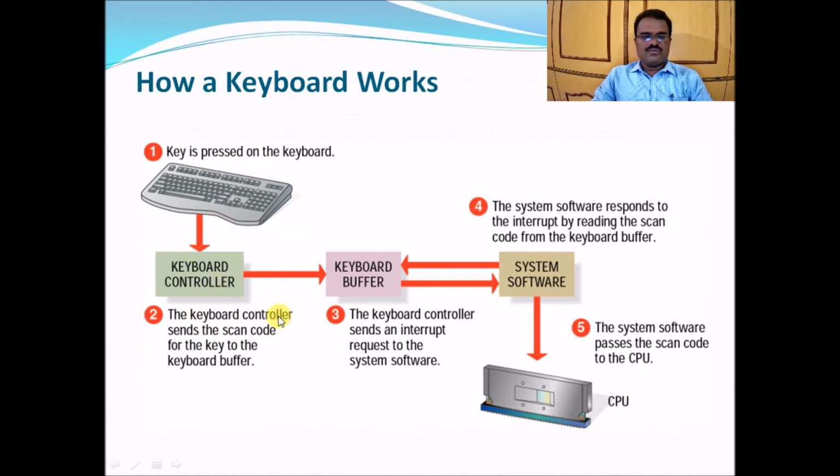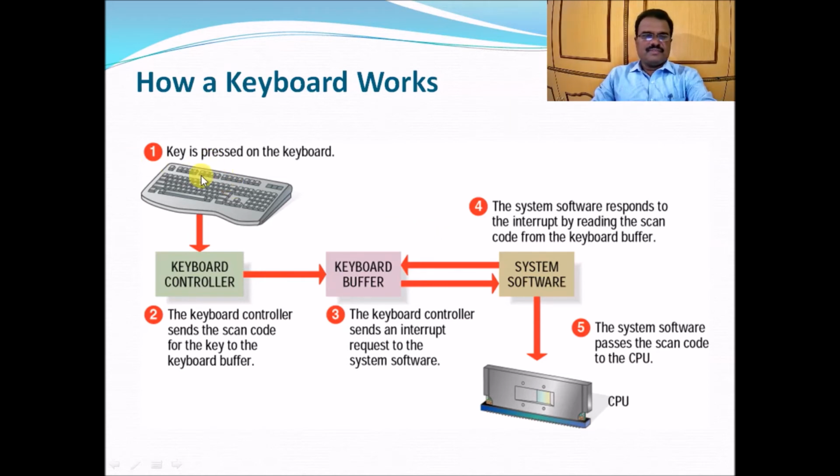The keyboard controller sends the scan code for the key to the keyboard buffer. The keyboard controller sends an interrupt request to the system software. The system software responds to the interrupt by reading the scan code from the keyboard buffer. Then the system software passes the scan code to the CPU. So this is the process of keyboard working.